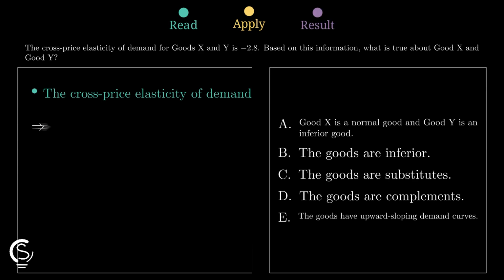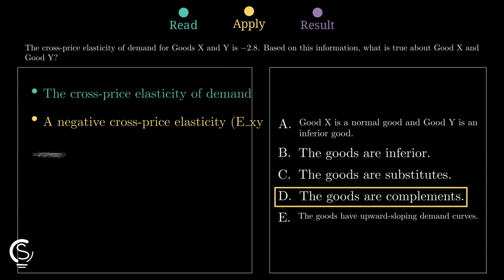Since our value is negative 2.8, these goods are definitely complements. That makes option D our final winner for this economics challenge today.